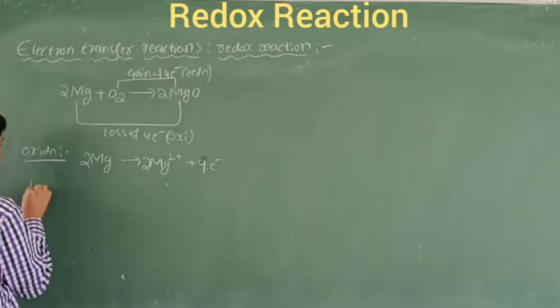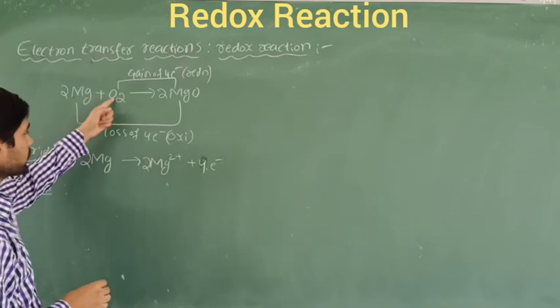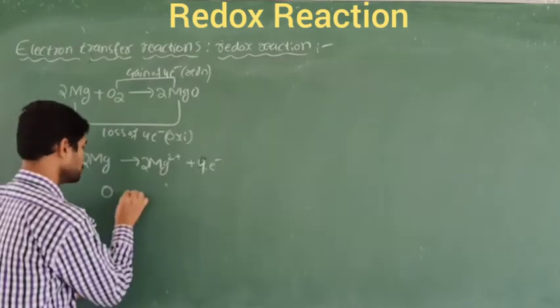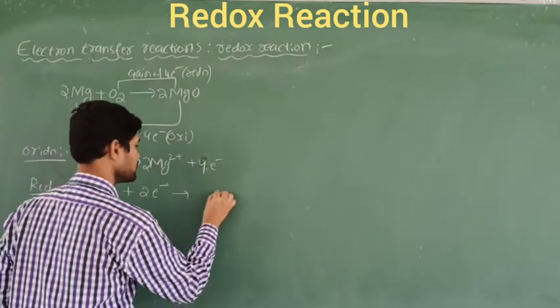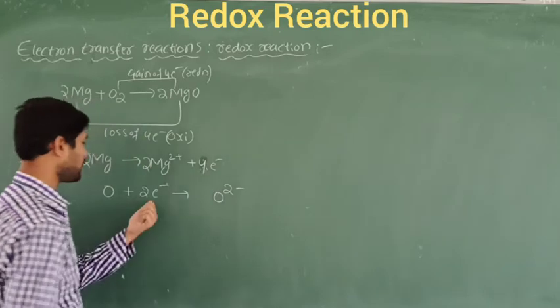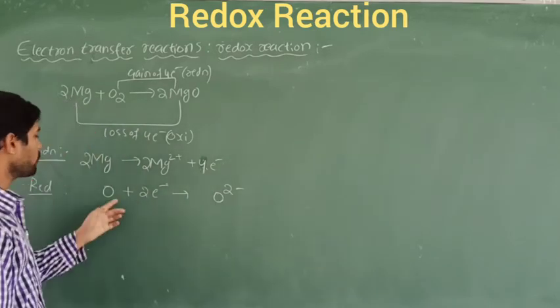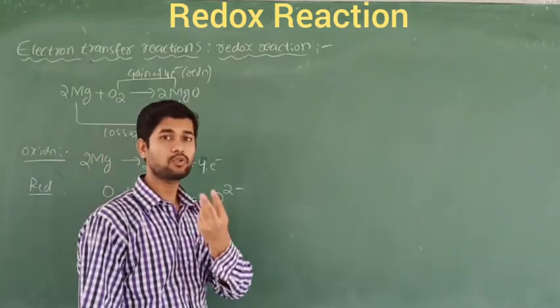Let's see the reduction one. In this case, what happens in reduction? I take a single oxygen here. Oxygen always requires 2 electrons, right? Oxygen is divalent, so when it gains 2 electrons, it forms O2-. So how many oxygens does the reactant contain? That is an oxygen molecule, meaning 2 oxygen atoms.